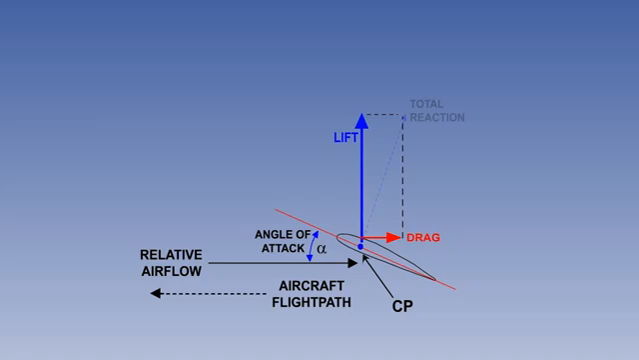Angle of attack is the angle between the chord line and the relative airflow. It is often referred to as alpha, written as the Greek letter. An alternative, but less used term is aerodynamic incidence. The angle of attack between the chord line and the effective airflow is referred to as the effective angle of attack.